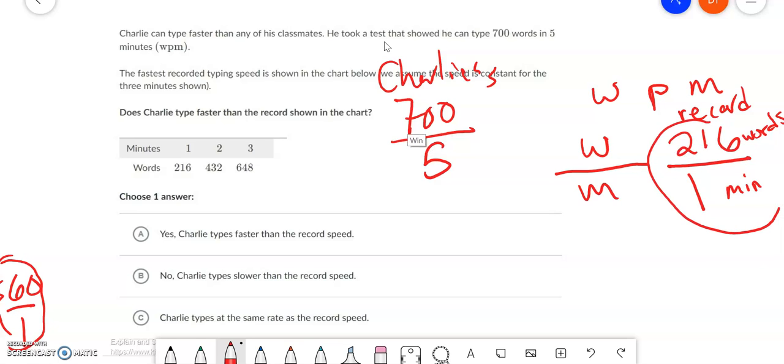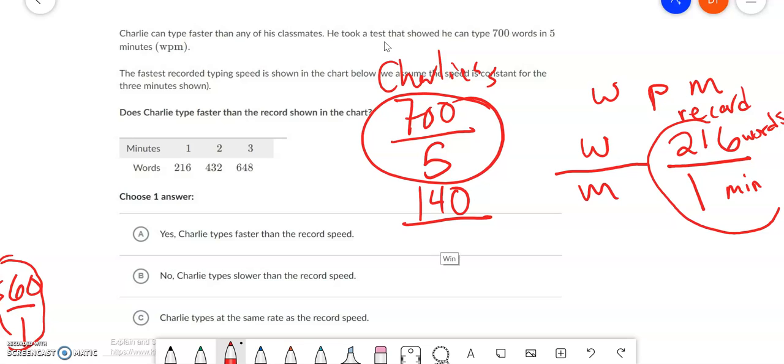Okay, so what we do is we take 700 divided by 5, right? You can do that on your calculator. You can ask Google for some help like this. Let me get Google to help me out. What is 700 divided by 5? The answer is 140. So this would be 140 words per 1 minute, right?